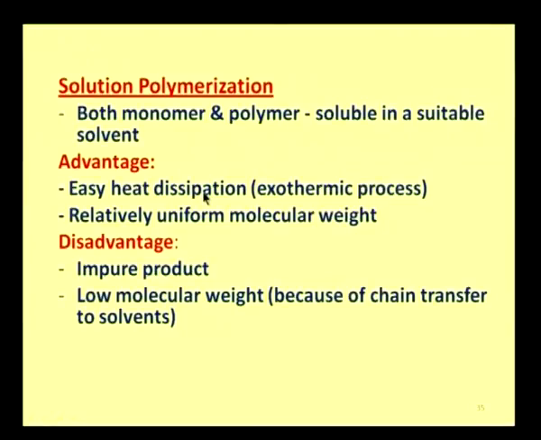Of course, there are some advantages and disadvantages with respect to this type of polymerization also. The advantage is easy heat dissipation. Naturally, when there is an exothermic reaction taking place, a large amount of heat is going to be evolved, and it gets easily dissipated through the solution bath or the solution medium. And a relatively uniform molecular weight is also obtained. This is also because of the same reason that you have a uniform mixture spread throughout the solution bath, and you finally end up with a relatively uniform molecular weight polymer product.